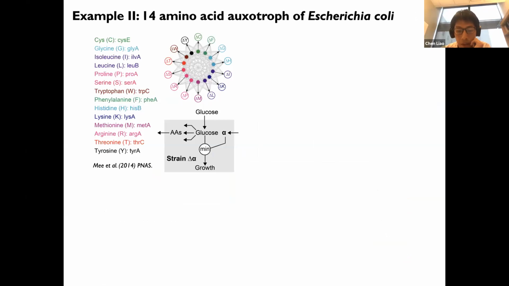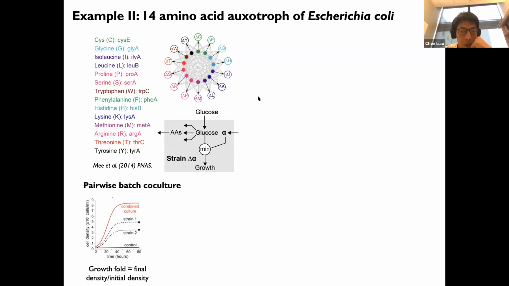The second example is the 14 amino acid auxotroph of E. coli. It's similar to the lysine-leucine auxotroph, but we have 14 strains, where each amino acid auxotroph has one gene deletion in one amino acid biogenesis pathway. I listed the gene that has been deleted here. The model is also similar, but it can be extended by incorporating the fact that each amino acid auxotroph can secrete 13 amino acids that can be taken up by other amino acid auxotrophs.